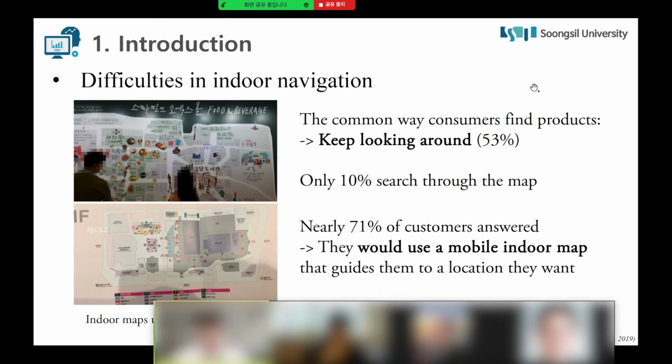In that context, in a survey of 55 consumers in a shopping mall, the common way to find a desired product is to keep looking around. Only 10% responded that they search for products with the map. Also, 71% of customers said they're going to use a mobile indoor map if it's available.